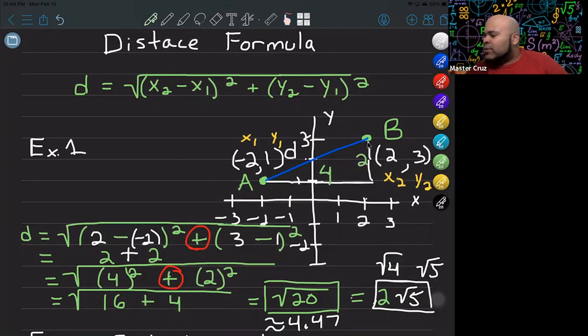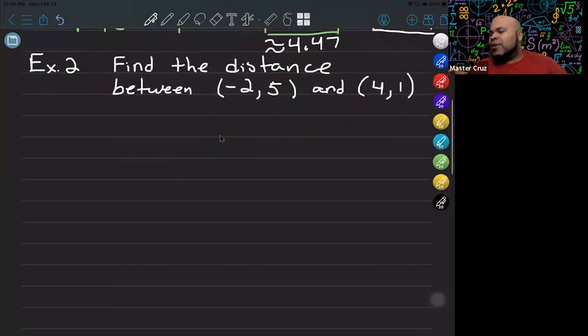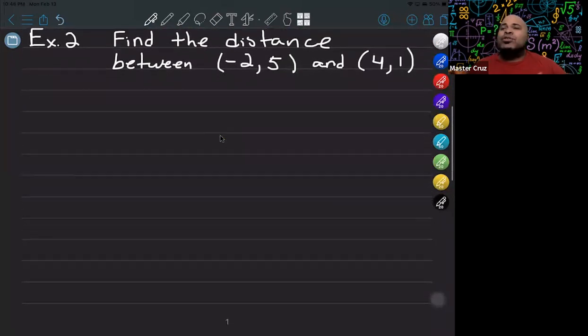If you notice, these two numbers correspond to these two numbers. Okay. So if you're able to do that, you can skip all this and go straight there. If that's too much, don't worry. Just use the points. The formula always works. What happens if you do not have a graph and you just have the points?